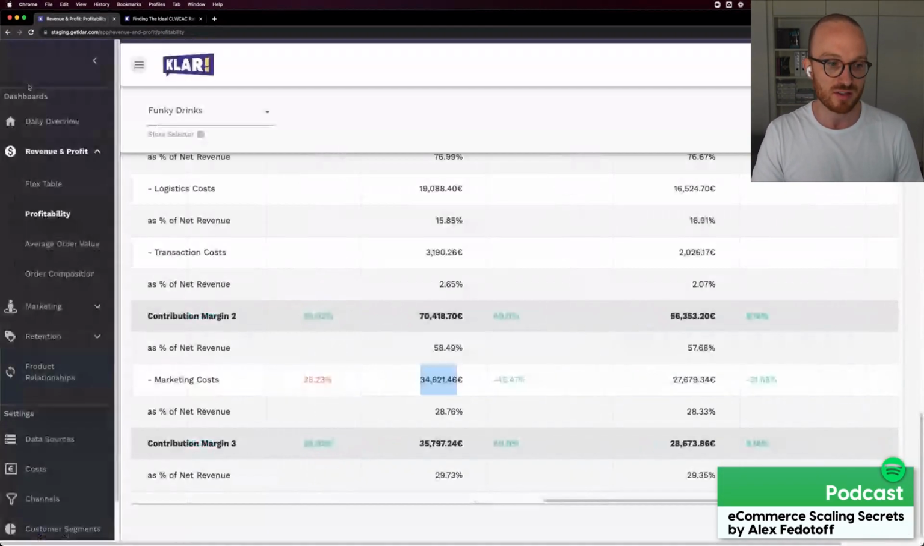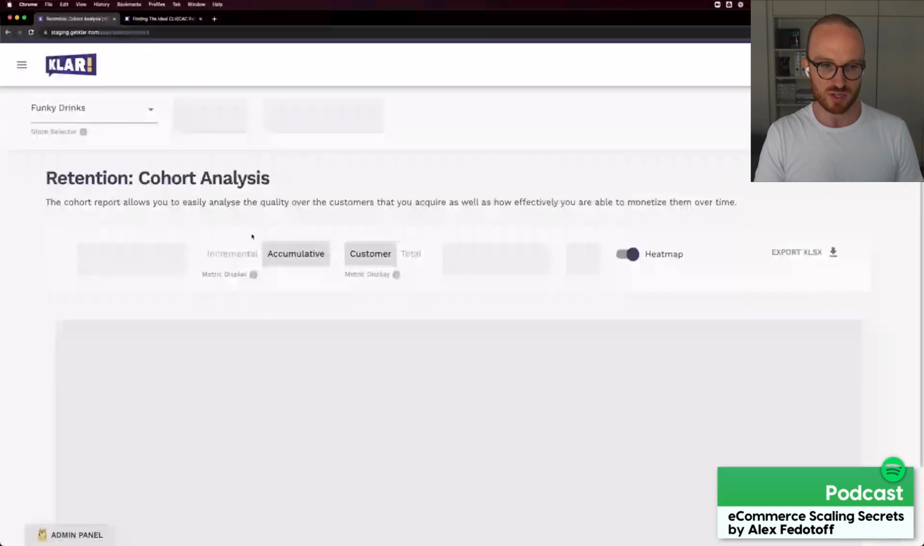And you can also look at this in Klar in this cohort report here. For a lot of business owners, a lot of e-commerce entrepreneurs, would you say they're looking at the wrong numbers to see their real profitability and to figure out how to scale?